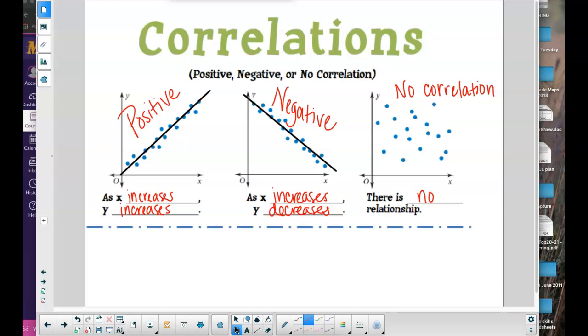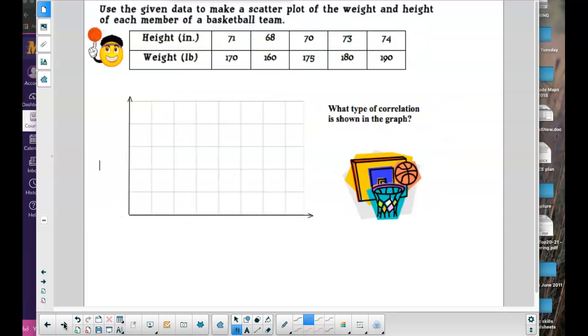Okay, so let's look at this one. Use the given data to make a scatter plot of the weight and height of each member of a basketball team. Okay, so we have our height and our weight. We're going to say height is our x value, weight is our y value. So we need to label our graph. Okay, grab your pencil and do this. We're going to put height on the bottom and weight over here on the side.